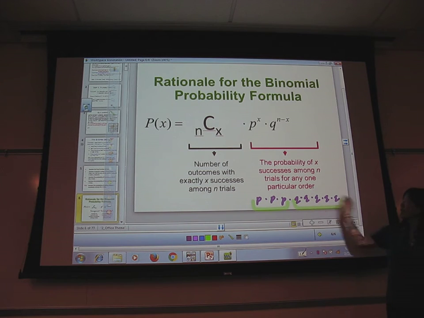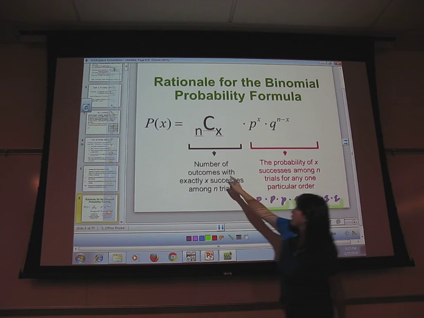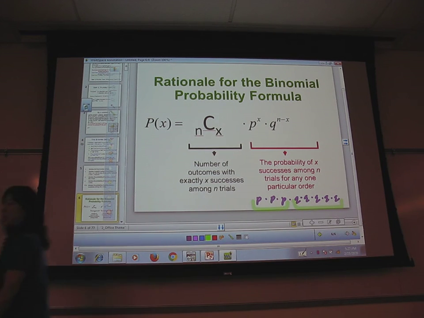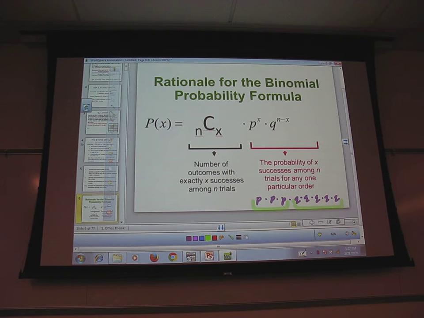But because it could be in any order, we need to count how many times we end up with exactly 3 successes in some order or another. That's how many ways of having 8 people and randomly assigning 3 of them to be successes.